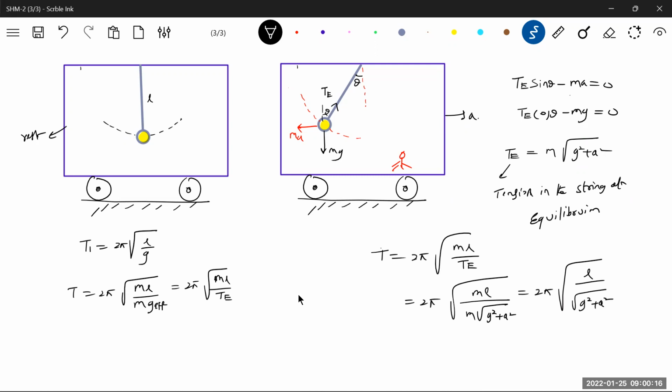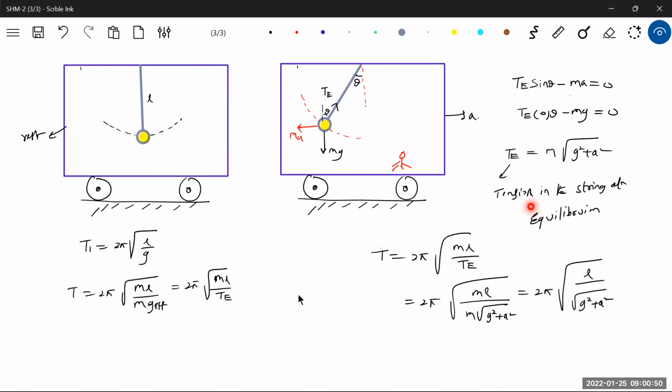When the point of suspension accelerates, we write it in this way. You know how to calculate with a pseudo force, where the string makes an angle theta, and you know how to calculate the tension in the string at equilibrium. Then directly substitute here, or else you know how to calculate the g effective and substitute g effective here. Either way, I prefer this particular method because this is what is advisable.